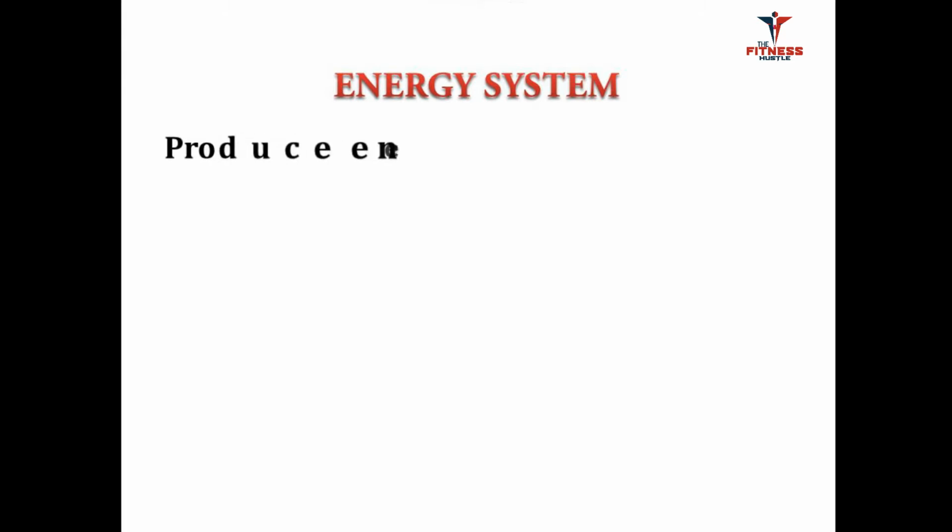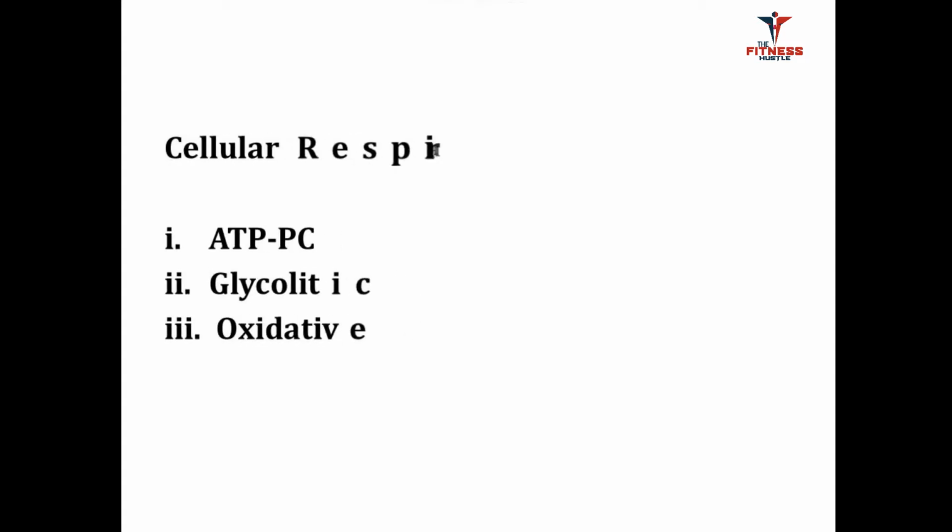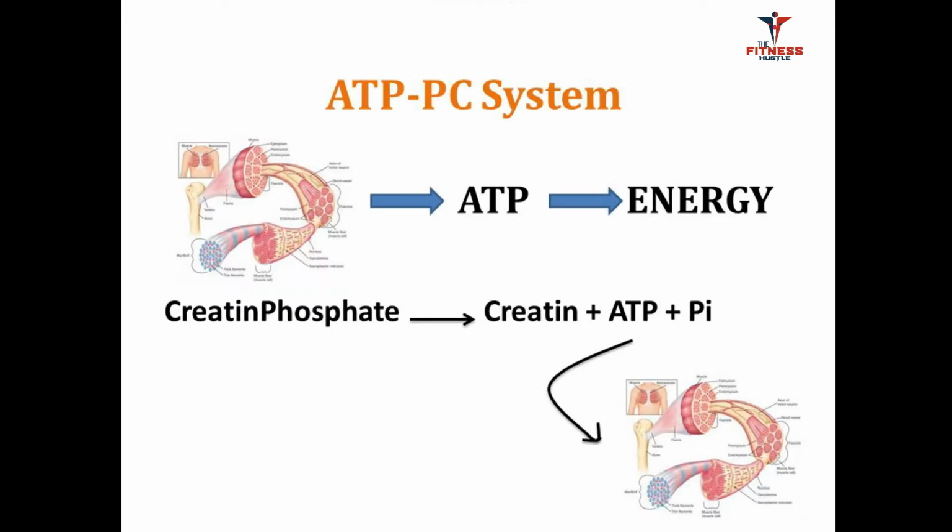So today we are going to discuss the energy systems that produce energy by utilizing ATP from the body system. ATP is known as adenosine triphosphate, where the energy is stored inside the phosphate bonds. We will discuss ATP in our further videos. Energy is produced by a process called cellular respiration. Energy production may be aerobic or anaerobic. Depending upon this, we can classify the system into three: the ATP-PC, the glycolytic, and the oxidative system.